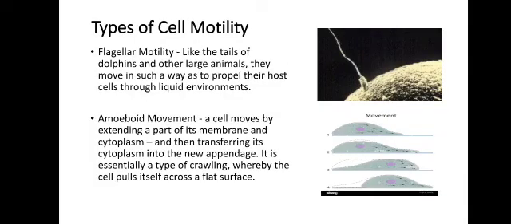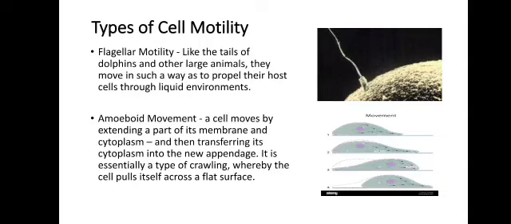Types of cell motility. Flagellar motility: flagella move in such a way as to propel their host cells through liquid. This type of motility is caused by flagella. Depending upon the location of flagella, bacteria can swim smoothly, reverse the movement backward or forward, or tumble.